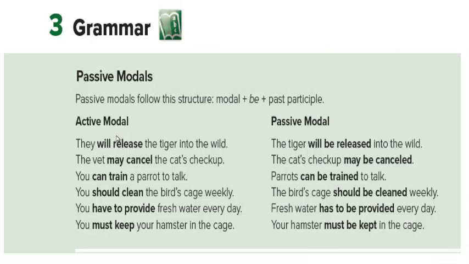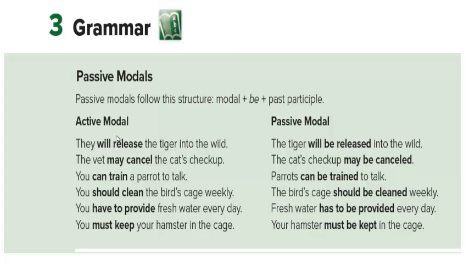Passive modals. Passive modals follow this structure: modal plus be plus the past participle. What is a modal? A modal is a verb like can, must, will, would, shall, should, may, might. Right? These are called modals. Modals need other verbs to complete their meaning. Active modal and passive modal.